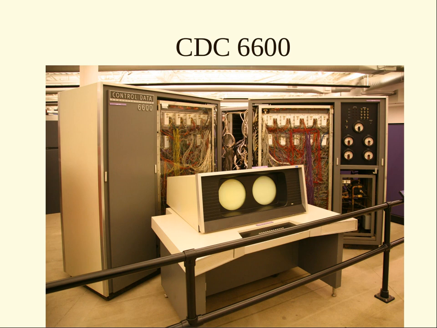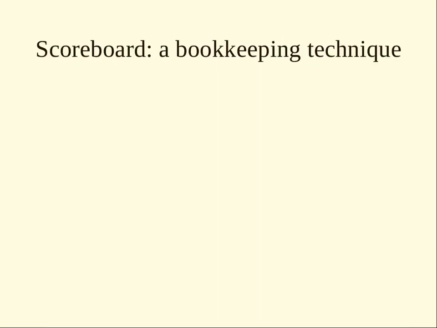So out of order execution is actually not that new. It came out in the 60s, and the basis behind it has not actually changed that much in recent years. It wasn't fully adopted until the late 90s, when it became prevalent everywhere. And this is the first machine that did out of order execution. It's the CDC 6600. But its technique was called scoreboarding.